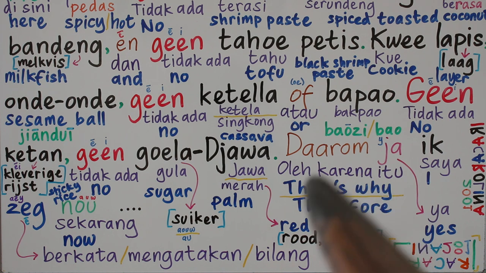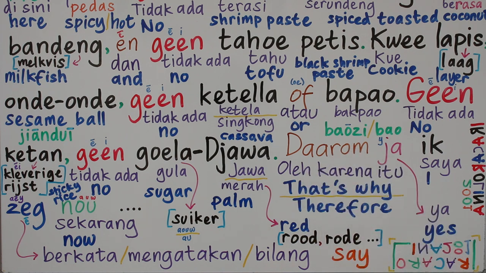Now this one, that's why or therefore, daarom. Yeah, if you change or replace this letter with W, it becomes waarom. It's one of my favorite Dutch words that I use often, but I think after I made some videos confessing about it, people might notice and will be aware whenever I say it.